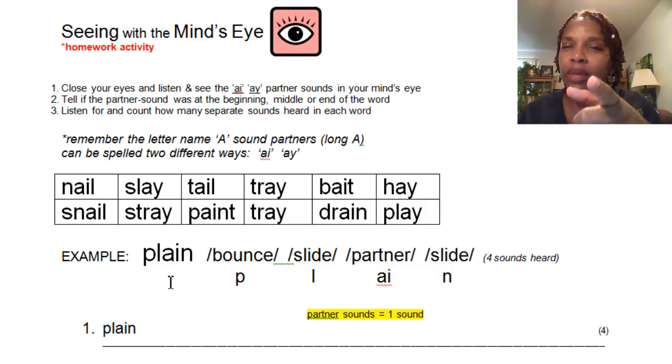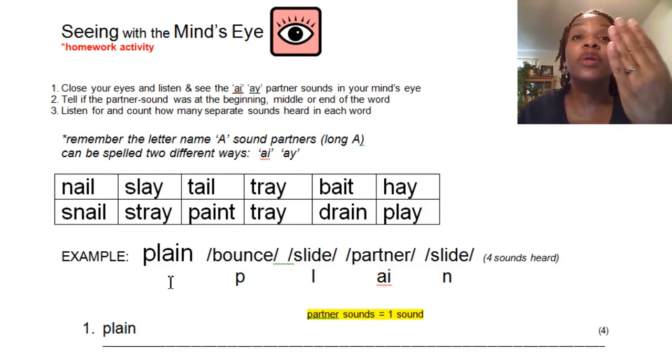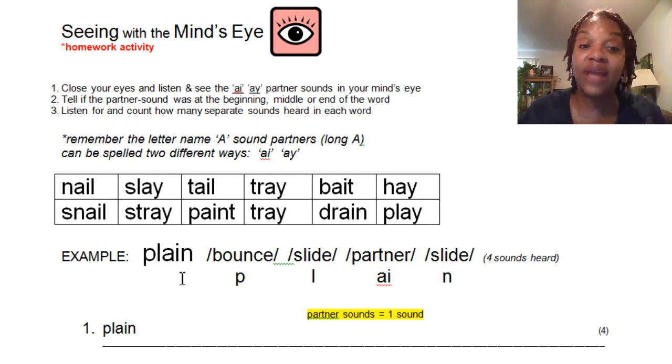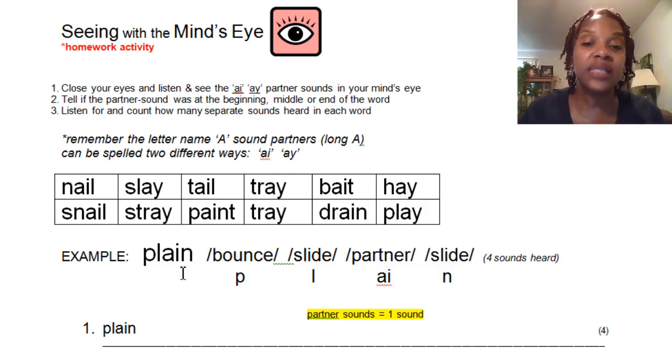Keep your eyes closed. Don't peek. Plain. So how many sounds do you hear? So let's see. I hear the p, l, a. Open your eyes. You hear 4 sounds, right? Even though you see 5 letters, you hear 4 sounds because a partner sound, AI, counts as 1 sound. All right.